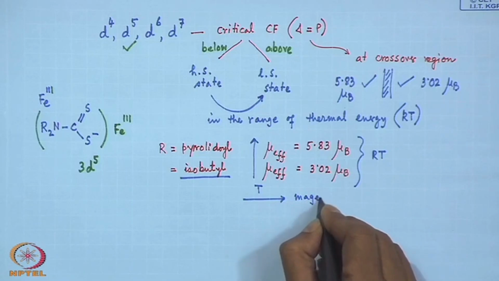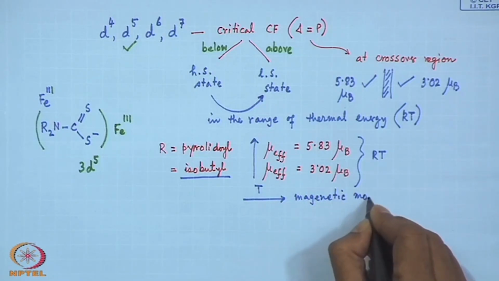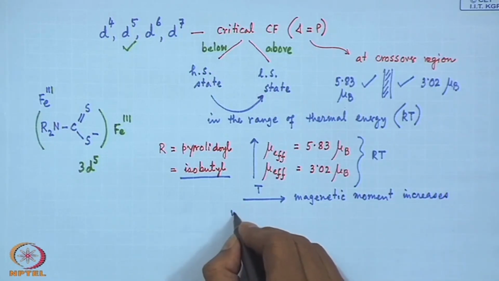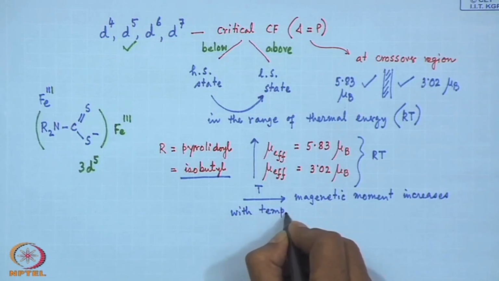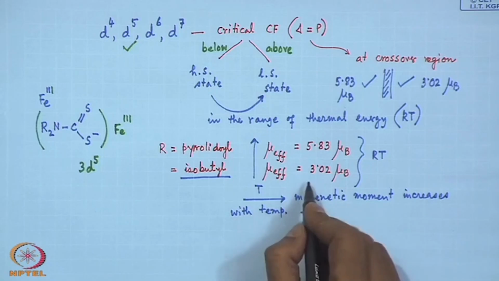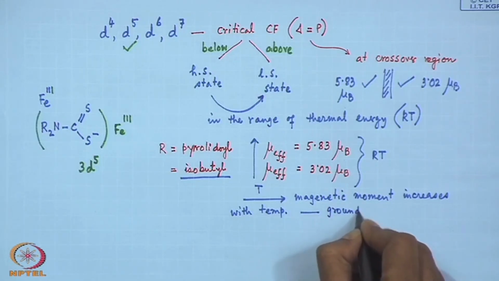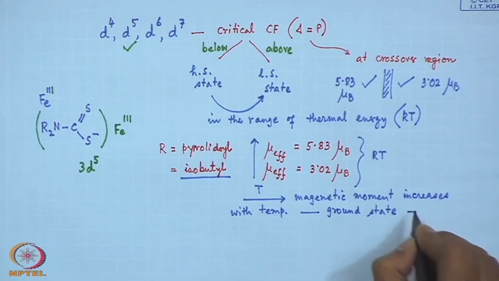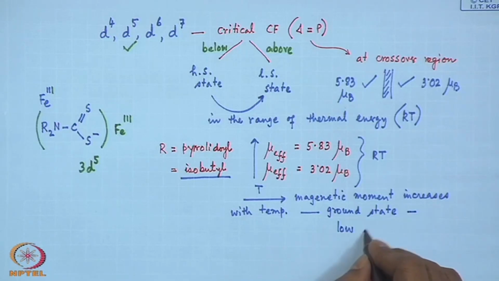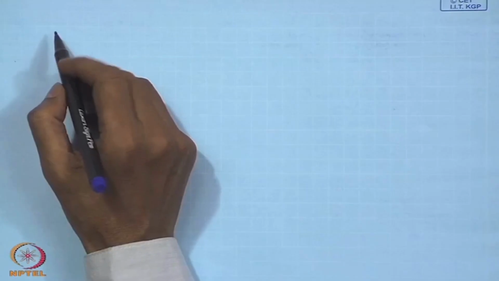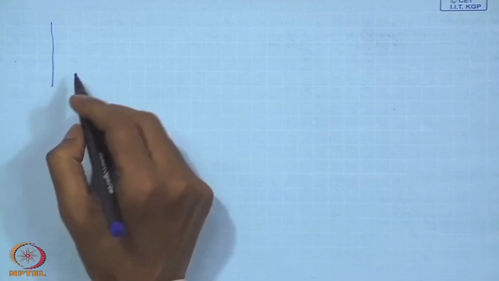So, the magnetic moment increases with temperature. That means here we have the low spin state, so the ground state would be the low spin state. So, for this molecule, if we plot the energy values E of the spin state.